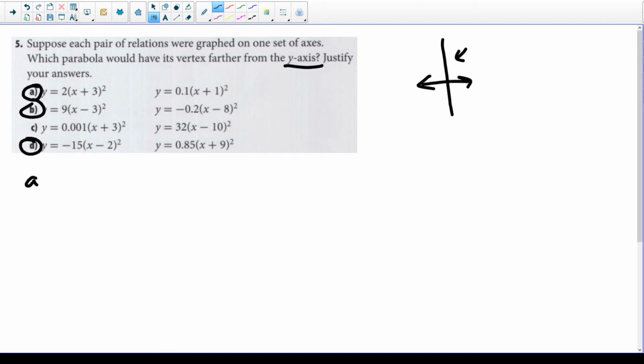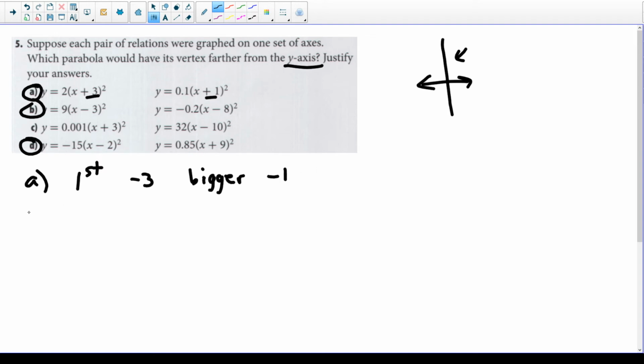So these are pretty easy. All we have to do is look at the h values in both, and whichever one has the bigger h value is going to be the one that's moving further. And that's the h value without the sign, because whether it moves left or right, it's still going to be further away from the other one if it's got a bigger numerical value. So we've got a +3 and a +1. So the first one is further from the y-axis, okay? Because moving 3 to the left is bigger than moving 1 to the left.